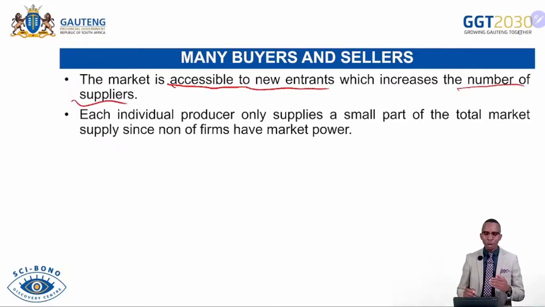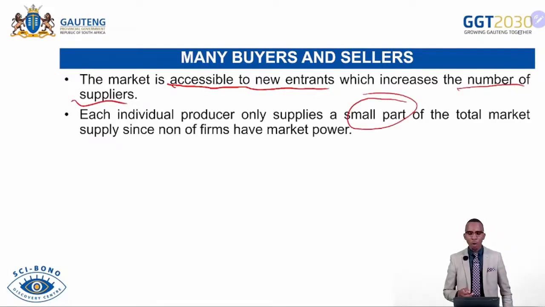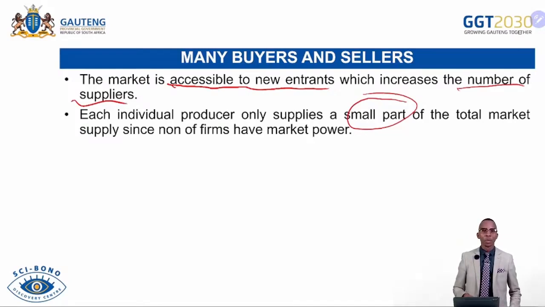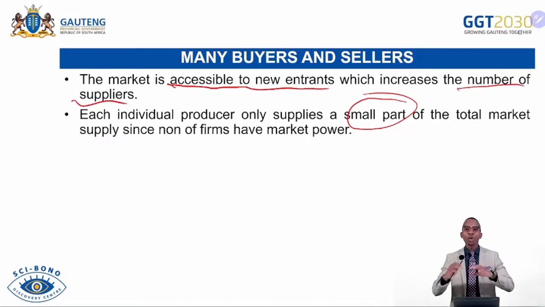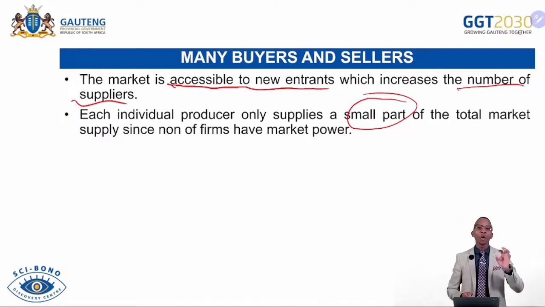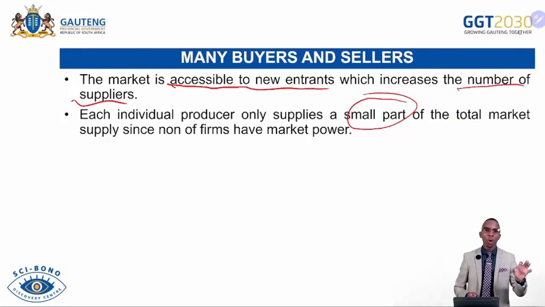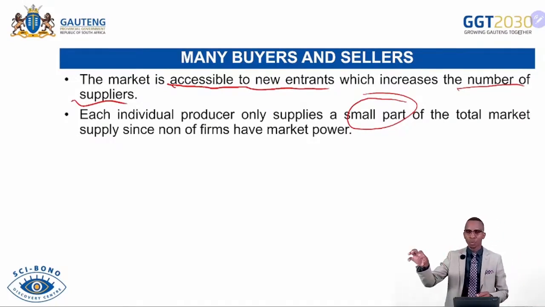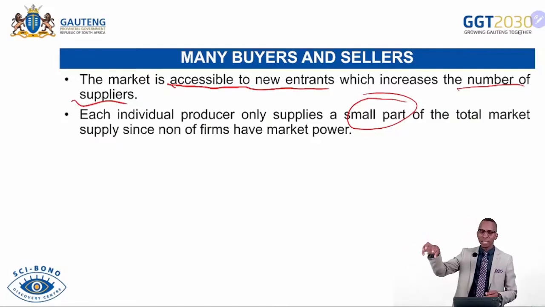Each individual producer only supplies a small portion of the total market output. That means every existing firm produces its small portion that constitutes the total output for the industry or the market. Each firm has its own product, and those products can be counted to give us the total size of output produced by the whole market.